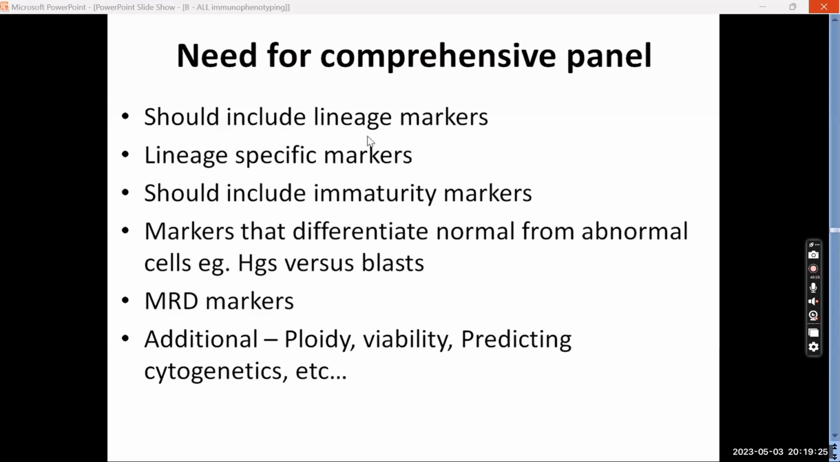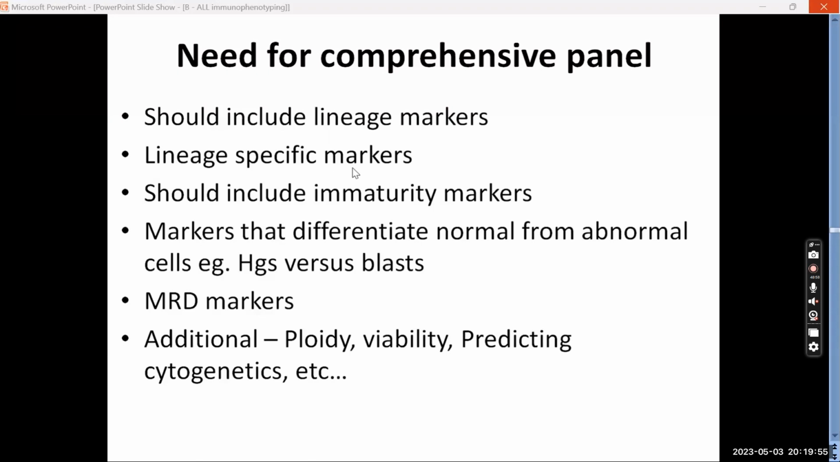The panel should include lineage markers. For example, for B cells, the lineage markers are CD19, CD20, CD22, CD10, and so on. For myeloid, you have CD13, CD33, CD117, CD15, and so on. For T cells, you have CD3, CD5, CD7, CD4, CD8, CD2, and so on. So it should include all the common lineage markers of the B cells, T cells and the myeloid cells.